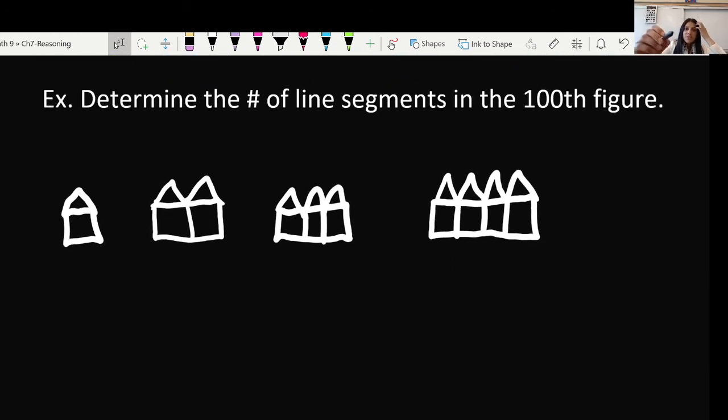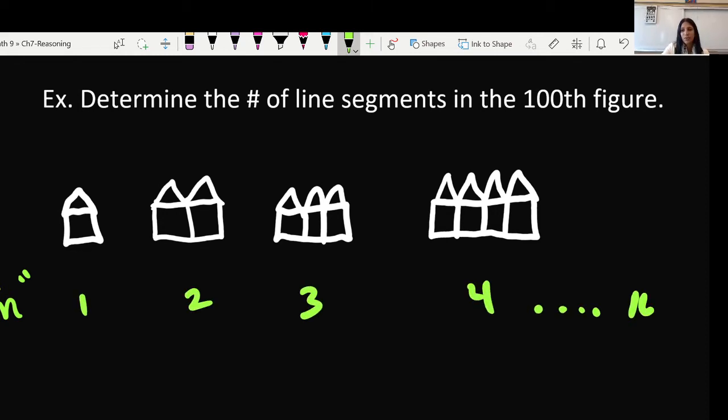Okay, then we have something like this that's kind of a review from what we did in chapter 4. We actually saw similar types of diagrams, and we talked about something called the figure number, and we called it n. So I'm going to write the n there, or the figure number, and this is the first figure number, second, third, fourth, and we would be looking for the 100th figure number.